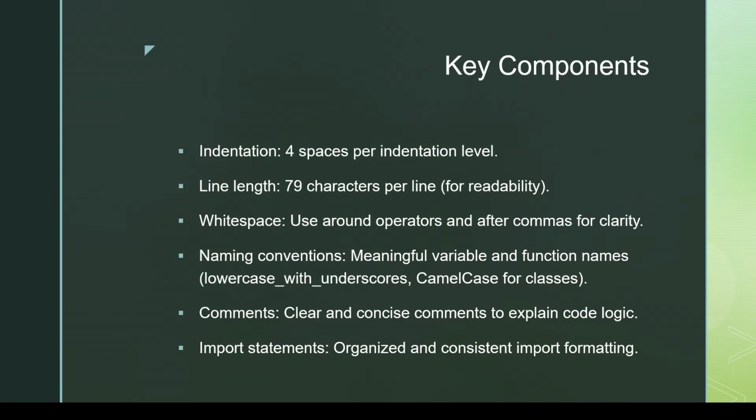Now, key components. These are the key rules of the PEP8 guidelines. Okay. The very first is indentation. Four spaces per indentation level. Whenever we write code, we will see in depth what the meaning of these four spaces of indentation is. You need to follow this, and this is the compulsory portion of Python where you need to follow four spaces indentation. Next is line length. A line of code should not be more than 79 characters for easy readability.